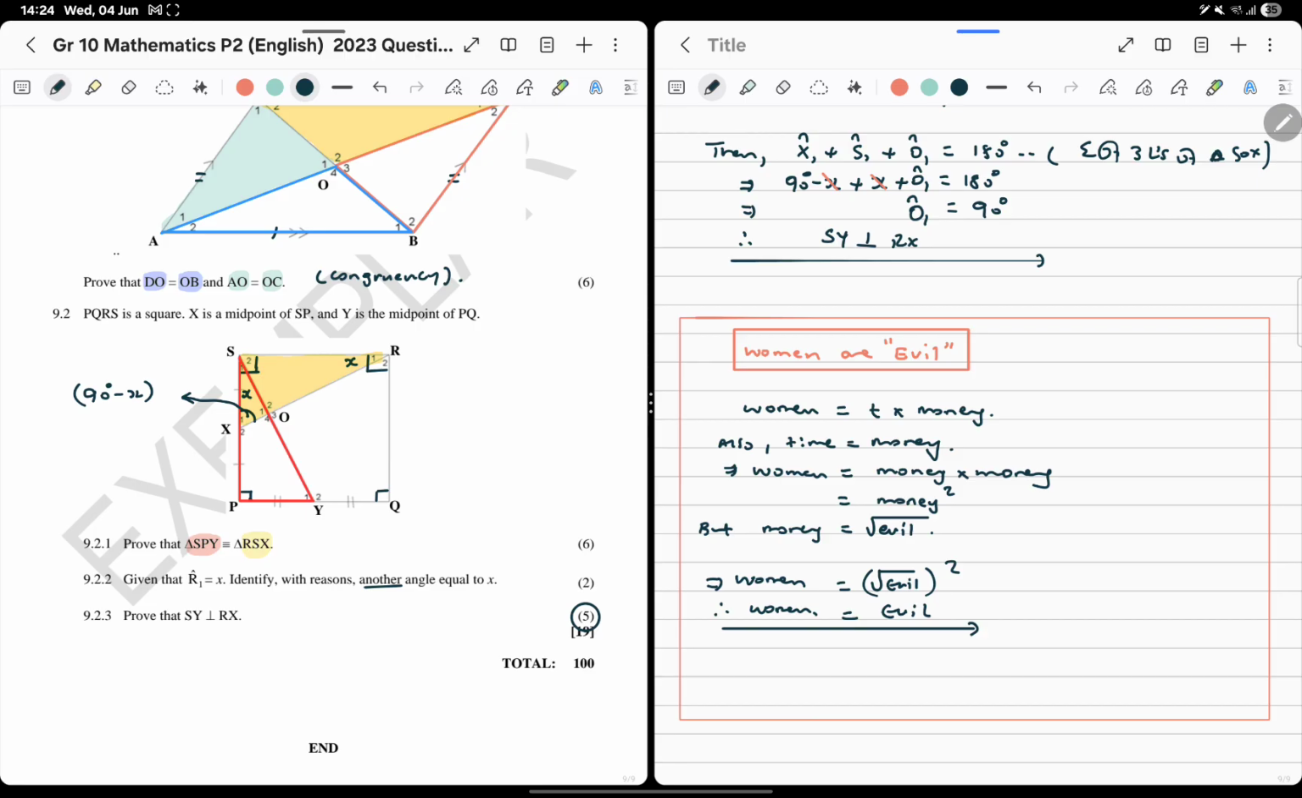So basically, we wanted to prove, are really women evil? Well, let's find out. Women require time and money from their partners or their significant others. But we know that time is money. So this means we replace time with money. So women are money times money, which is money squared. And they want more money anyway. Now, there's also a saying that money is the root of all evil, right? So when you substitute there, the square root goes, and guess what?